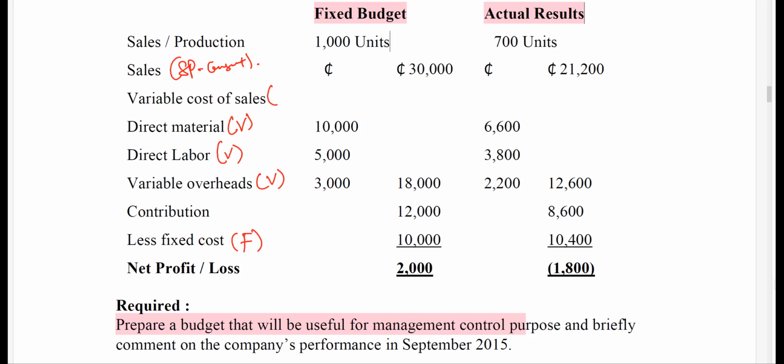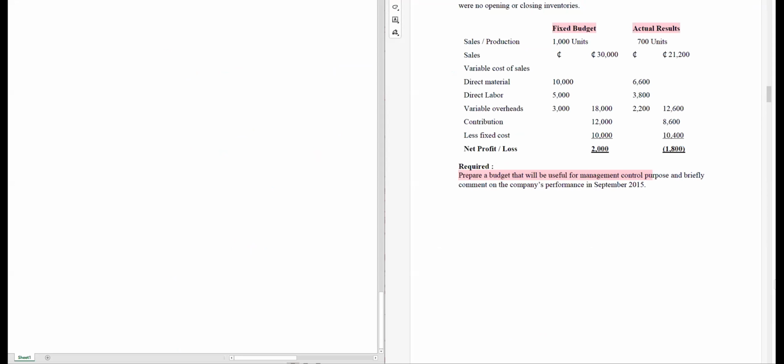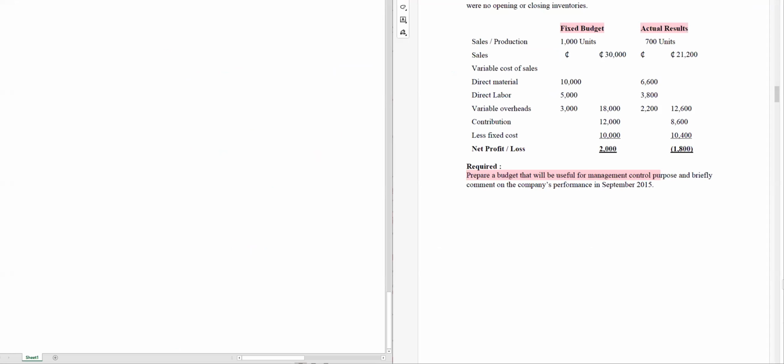We even did a more difficult one than this. The question we solved together was more difficult than what we have. Makes sense. So let's try and get the missing figures. First of all, what's the direct material cost per unit in the fixed budget? What is our standard cost per unit?